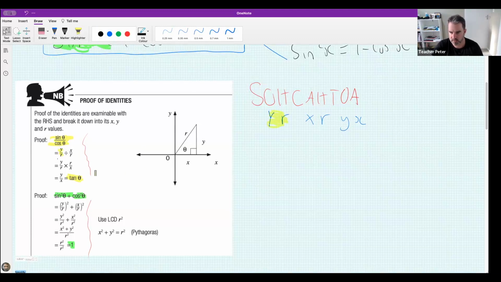So when you've taken a screenshot of this page, just put S in the chat so I know that you've done it, because this explains why the identities are true.